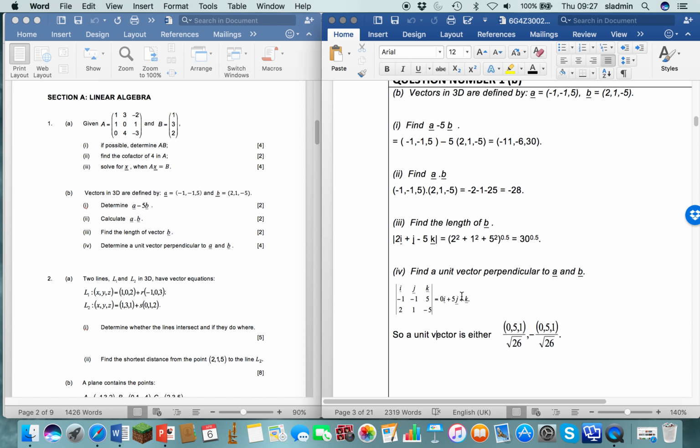So there is a vector perpendicular to A and B. To find a unit vector, we then divide by the length of this vector to give the vector 0, 5, 1 divided by root 26. So this is the unit vector. And of course, if this vector is perpendicular to A and B, then the negative of this vector is also perpendicular to A and B. So there are two possibilities. That concludes the solutions to question number 1.